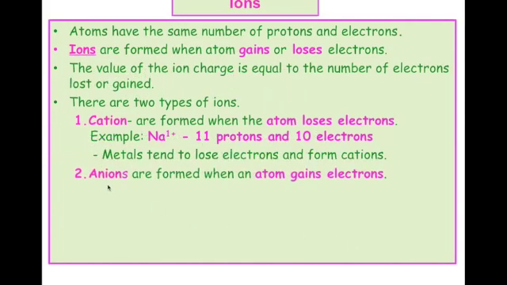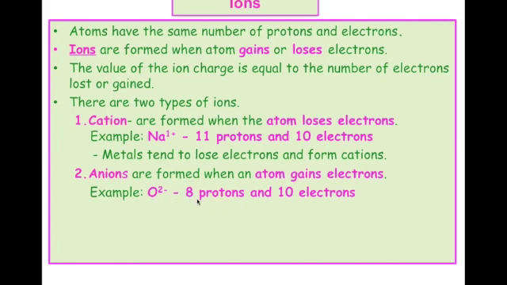The second type of ion would be an anion. Anions are formed when an atom gains electrons. Oxygen, or the oxide ion, is our example of an anion. Here it has 8 protons and 10 electrons. So the 8 protons help us to identify the chemical symbol as O for oxygen. Remember, oxygen is the only element on the periodic table with an atomic number of 8, or it is the only element that has 8 protons.